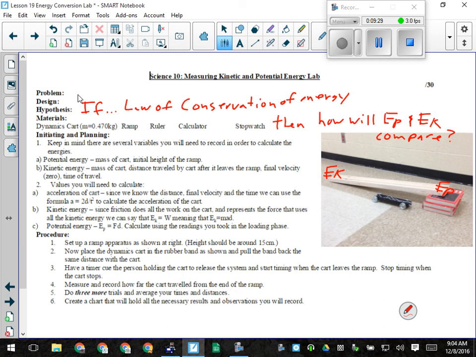All right, the materials you're going to be working with. First off, you're going to have a dynamics cart. There are two different kinds of dynamics carts in the box over there. You want the ones that look like this black one. They're long and black, not the short silver ones. So you're going to grab one of those. They all have a mass of 0.470 kilograms, just to save us bringing out the triple beam balances and actually taking all of their masses. They're all exactly the same, 0.470 kilograms.